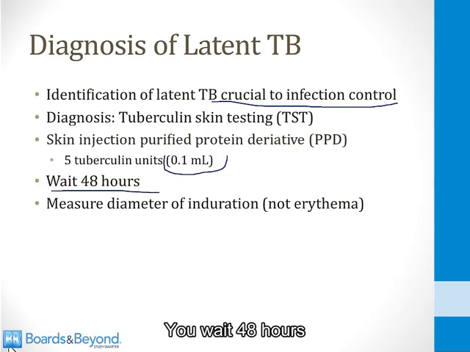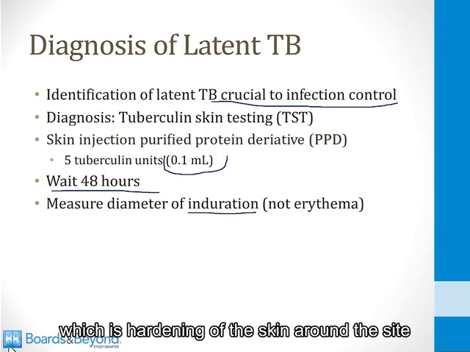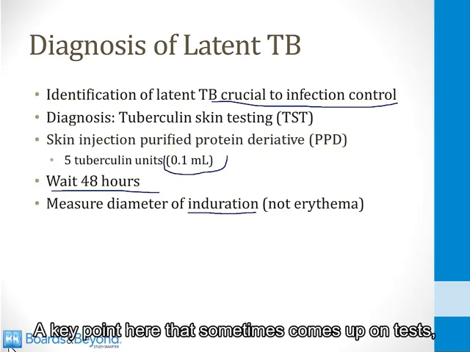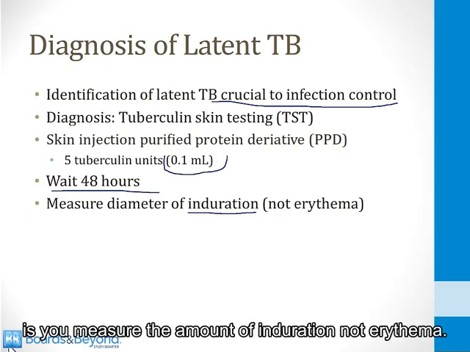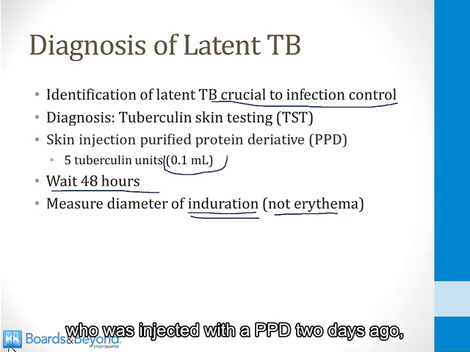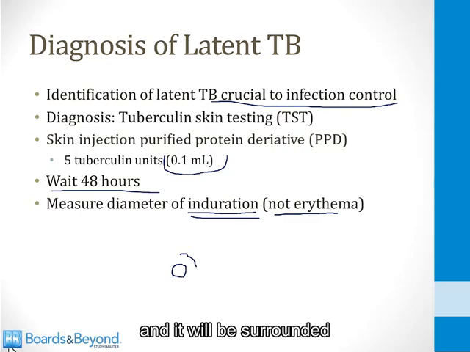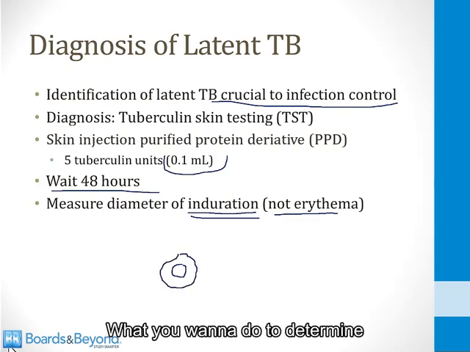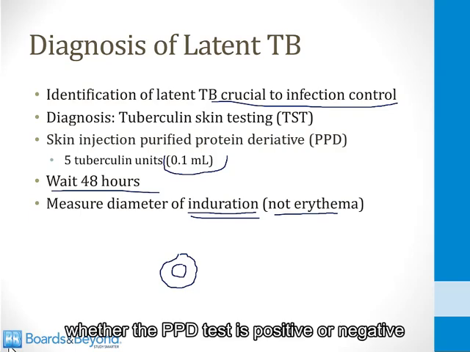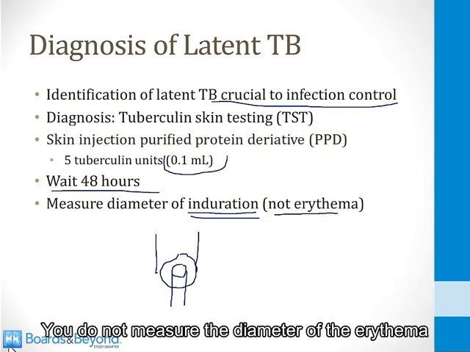You wait 48 hours and then you measure the diameter of induration, which is hardening of the skin around the site that you injected. And a key point here that sometimes comes up on tests is you measure the amount of induration, not erythema. So if you're looking at the arm of a patient who was injected with a PPD 2 days ago, you'll see a small hardened area like this, and it'll be surrounded by a little red area on the outside. What you want to do to determine whether the PPD test is positive or negative is measure the diameter of this area right here. You do not measure the diameter of the erythema on the outside.